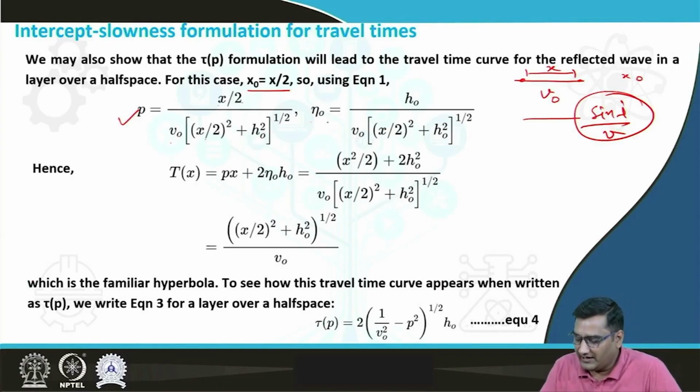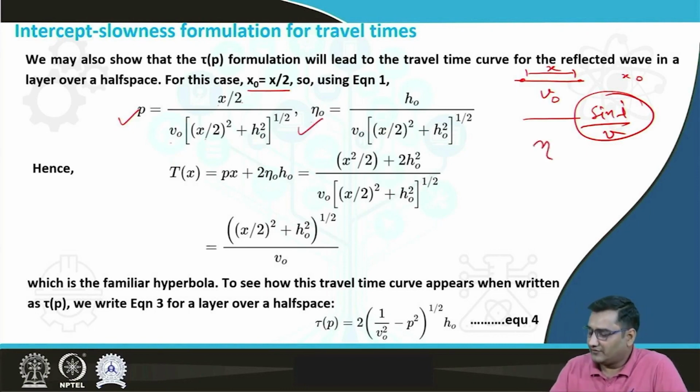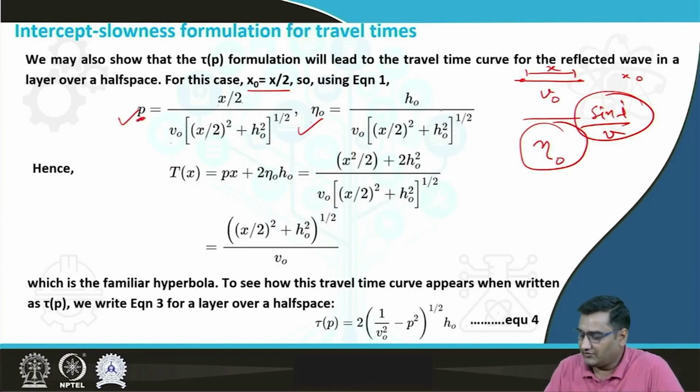Likewise, you can write the vertical slowness eta naught, that is for the 0th layer. Because p is constant, we are not writing it as p naught, it will remain p always. So eta naught is equal to h naught divided by v naught times the square root of x by 2 squared plus h naught squared.